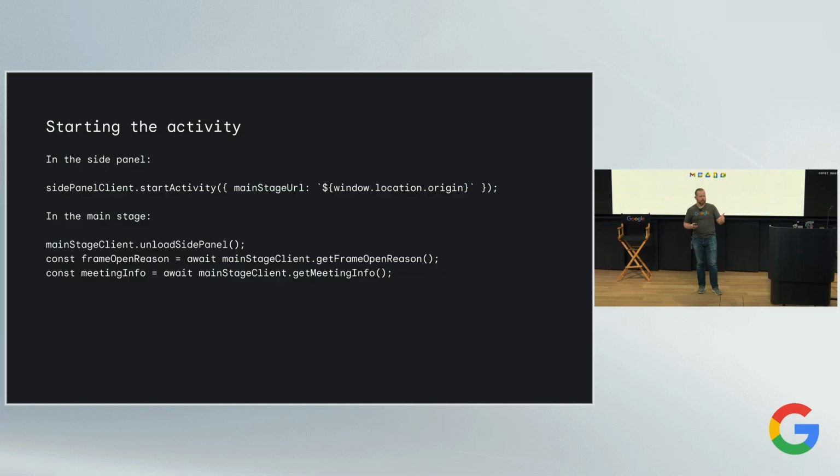In this example, I have the same app that's powering both the side panel and main stage, so I set the same URL to our main stage URL. But you could have those hosted at different endpoints if you wanted to organize your app that way. And then there in the main stage, you can do things like close your side panel by unloading it. You can also get some data from the client, like the meeting info or why that frame was opened.